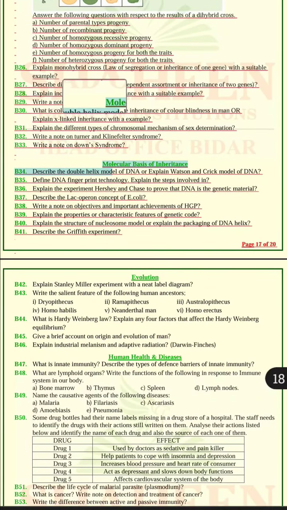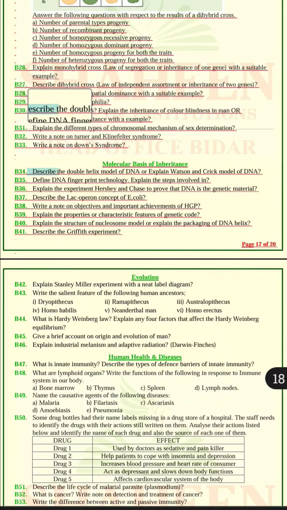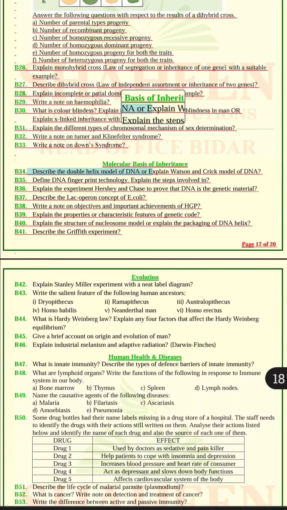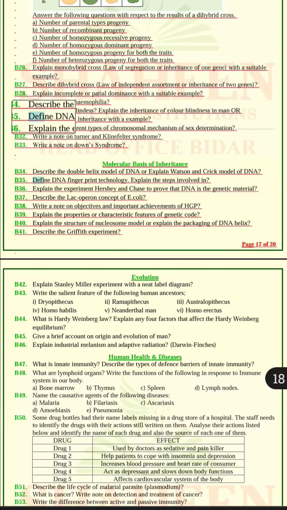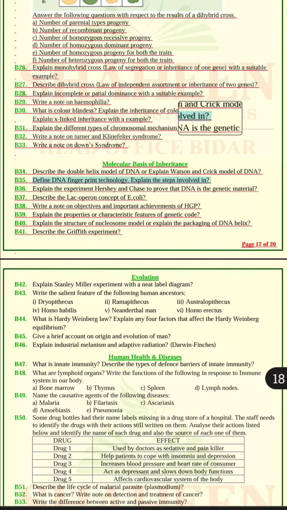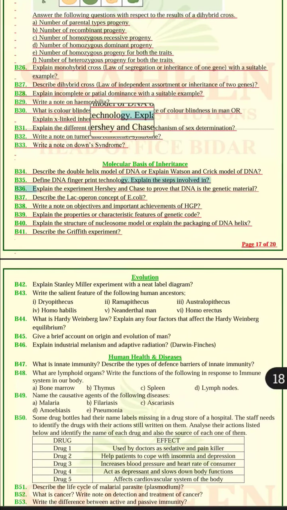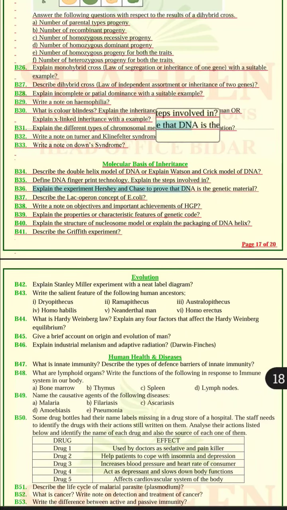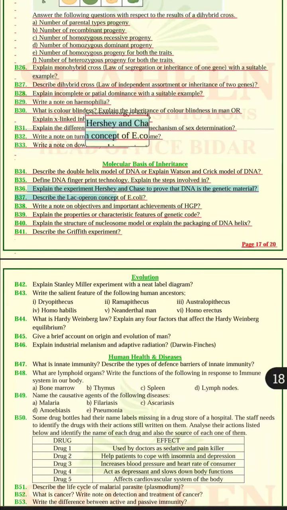And our next chapter is molecular basis of inheritance. Question number 34, describe the double helix model of DNA or explain Watson and Crick model of DNA. And question number 35, define DNA fingerprint technology, explain the steps involved in it. Question number 36, explain the experiment of Hershey and Chase to prove that DNA is the genetic material. And question number 37, describe the lac operon concept of E. coli.